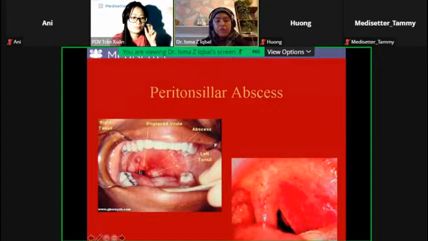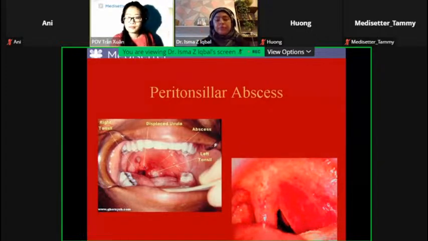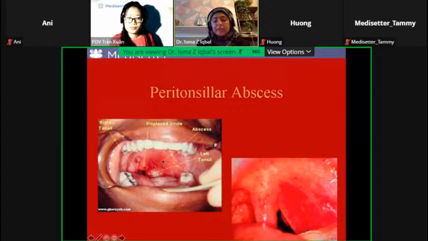This is the uvula. This is the left tonsil which has been pushed down because of the peritonsillar abscess.